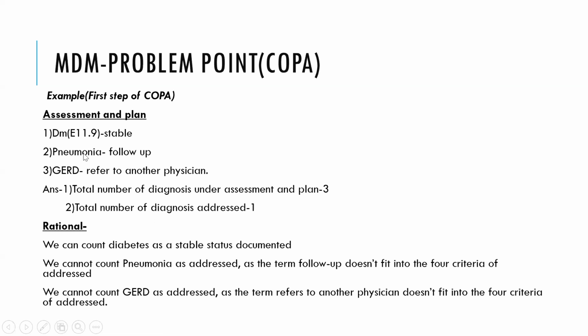3 conditions, right? Total number of diagnoses under assessment and plan is 3. Now, how many can you see are addressed? Can you see that? Diabetes, stable; pneumonia, follow-up; and GERD, referred to another physician. So how many conditions do you think are addressed in this? Only one condition addressed.